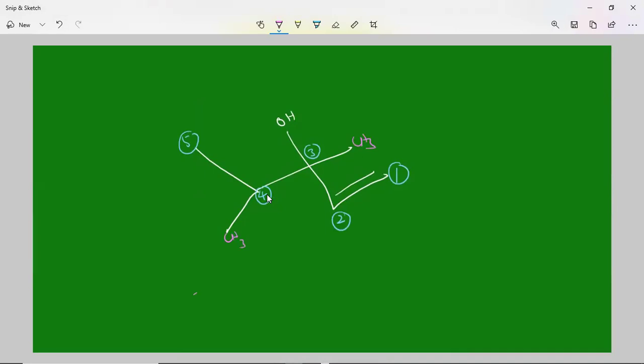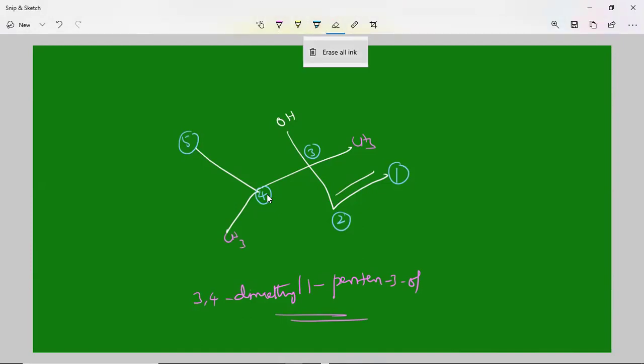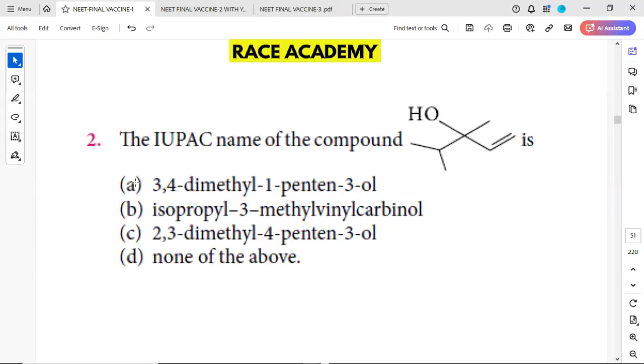So we can call this 3,4 dimethyl, 3,4 dimethyl. On third carbon we have OH. That's why it's called pentan-3-ol. But on the first carbon we have ene, so we will write 1-penten-3-ol. So this is the correct name, 3,4 dimethyl 1-penten-3-ol is the right name of this given organic compound. So the right option is option A. Option A is the right answer for this one.